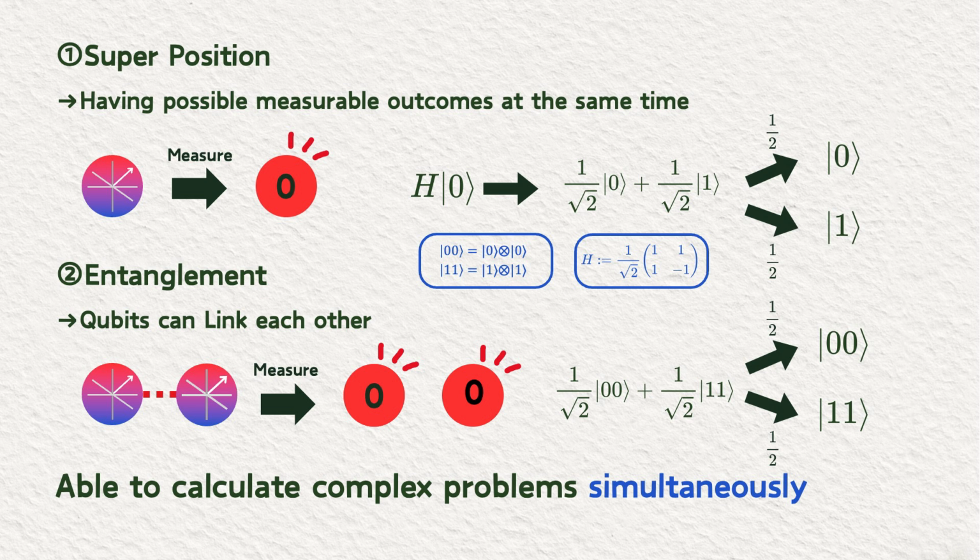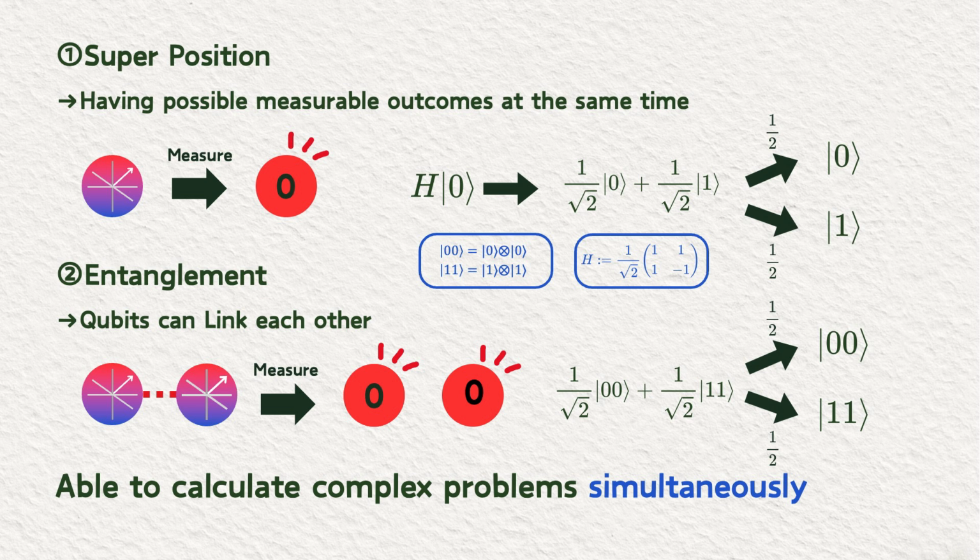Next, let's discuss entanglement. This is a phenomenon where two or more qubits become linked, so measuring one qubit instantly affects the state of the other. For instance, the example on the right represents the entanglement of two qubits. Ket00 and Ket11 represent the tensor product of Ket0 and Ket0, and Ket1 and Ket1, respectively. When one qubit collapses to either Ket0 or Ket1, the other qubit will immediately collapse to the same state.